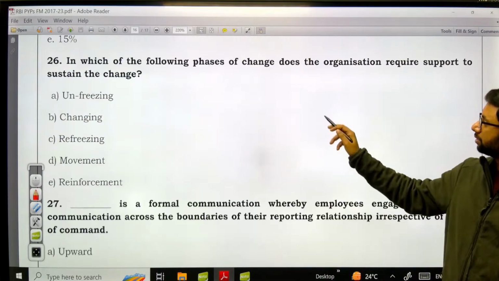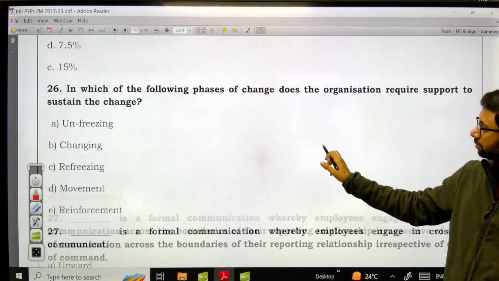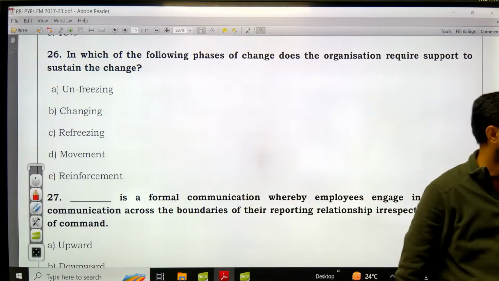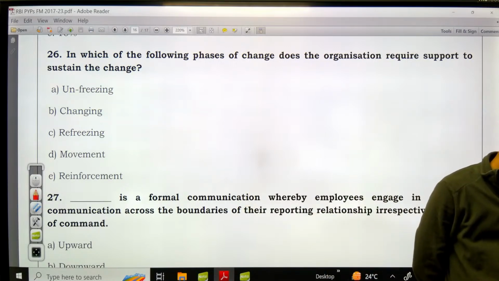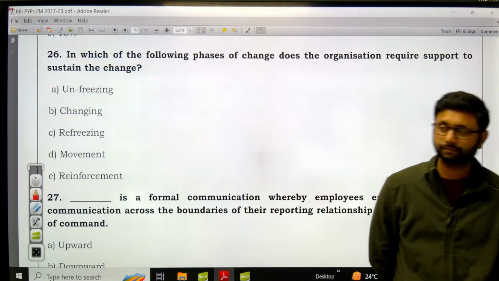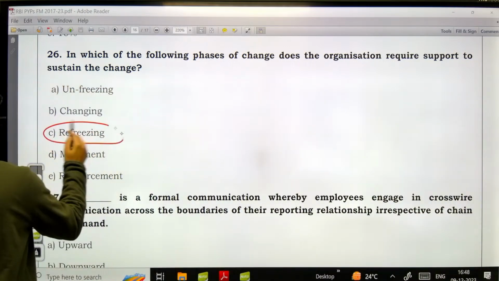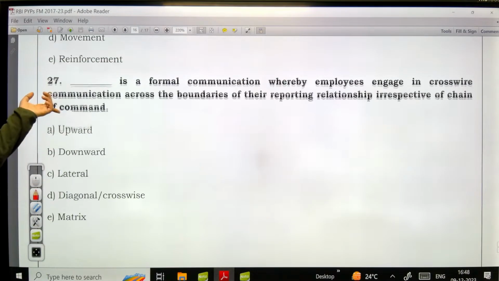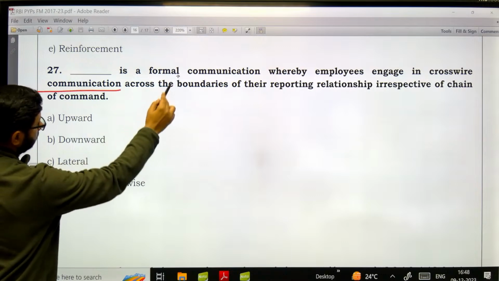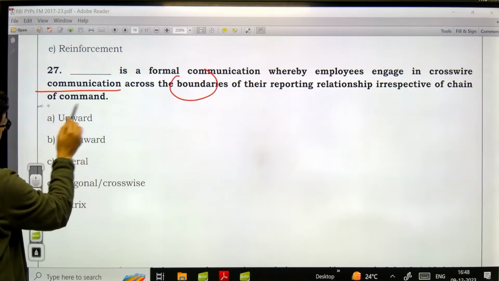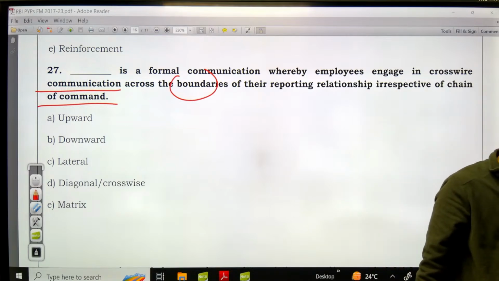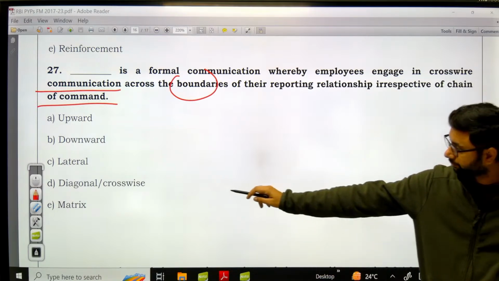In which of the following phases of change does the organization require support to sustain the change? Yes, correct. Refreeze. Dash is a formal communication whereby employees engage in cross-wire communication across the boundaries of their reporting relationship irrespective of chain of command. So, an easy question. D.